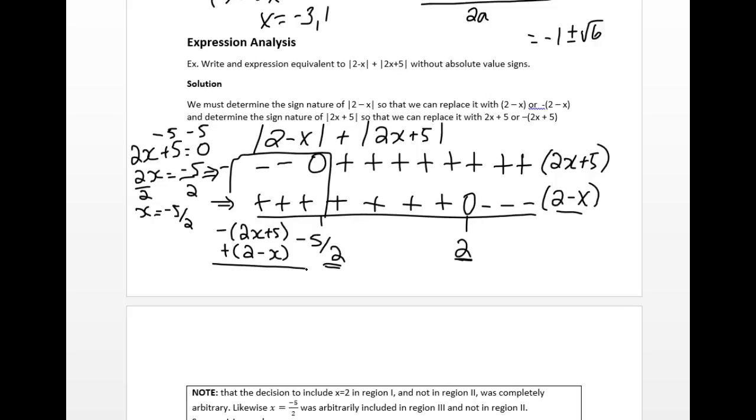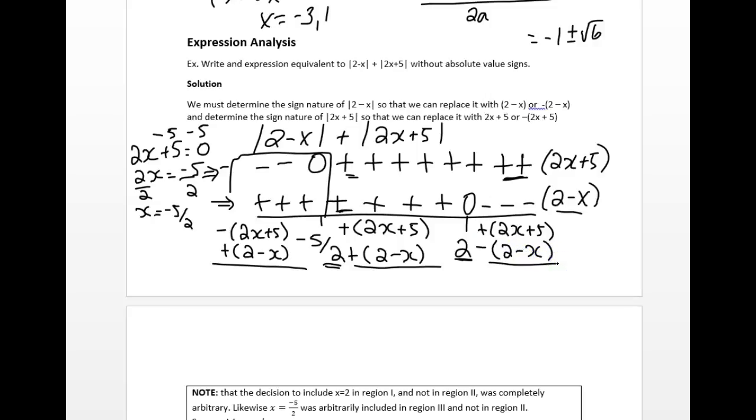Okay, so then in this section, right here and here, both of the equations are positive. So I had a positive 2x plus 5, and I have a positive 2 minus x. Okay, and then in this last section here, my top equation is positive because of the positive signs here, and my bottom equation is negative. Okay, and then what we're going to do is add and total all the way down.